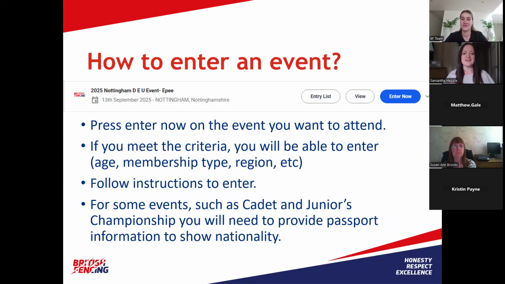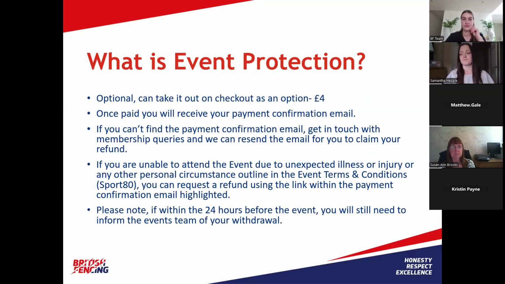Once you've got through onto there, click the blue button. If you meet all the criteria, you should be able to enter. Then you would follow the instructions that are there. It's basically just entering your name and membership number, and then making payment for it. There are some events, like Cadet and Juniors, which is coming up in September, where you would need to provide passport information to show proof of nationality. But not all events are like that. Just be aware that there are some that will need that information on your Sport80 profile.